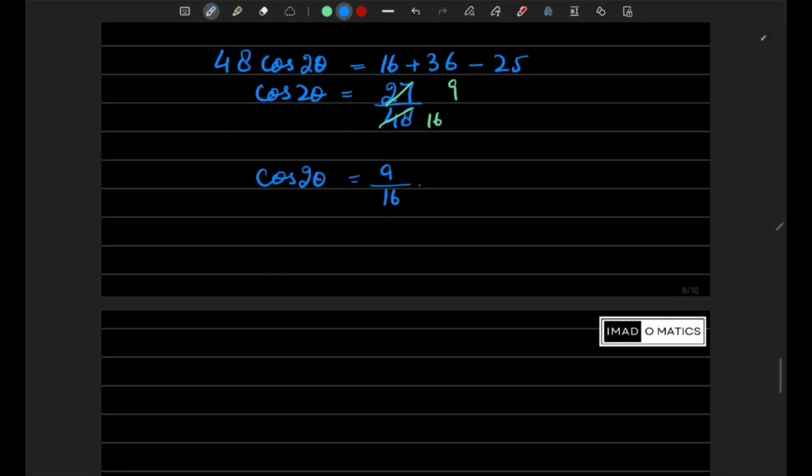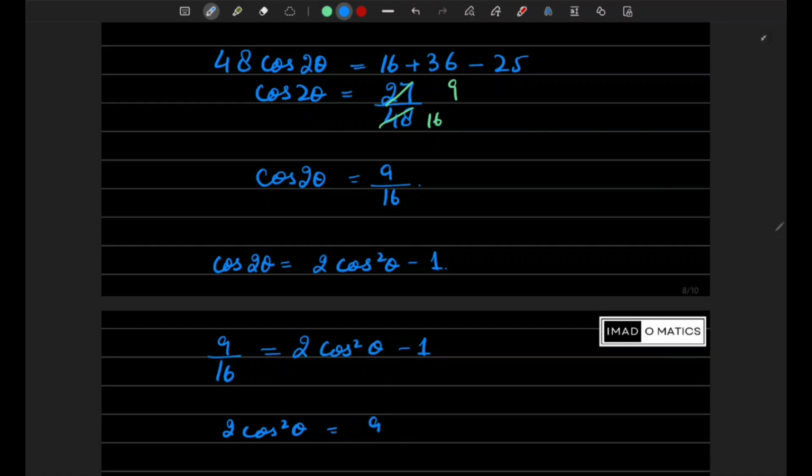Now we use the double angle identity formula. Cos 2 theta is equal to 2 cos squared theta minus 1. Putting the values, 9 by 16 is equal to 2 cos squared theta minus 1. So 2 cos squared theta is equal to 9 by 16 plus 1.